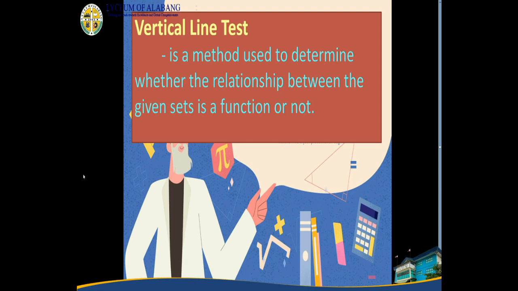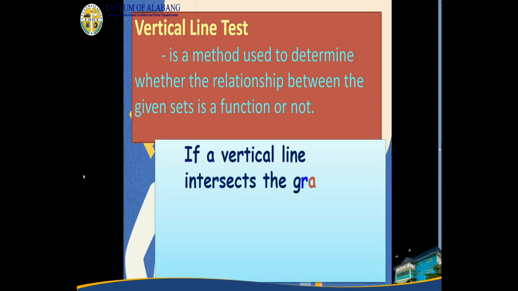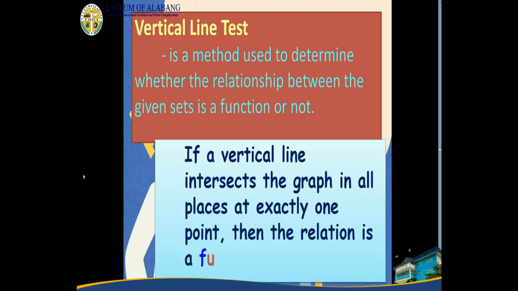So here's the deal. If a vertical line intersects the graph in all places at exactly one point, then the relation is a function. Here's an example of a relation that is also a function because it fits the vertical line test.